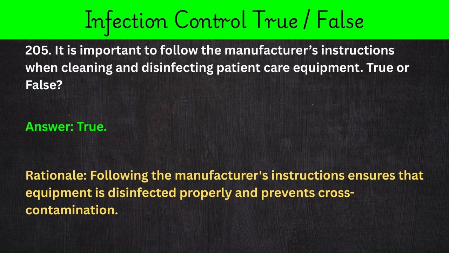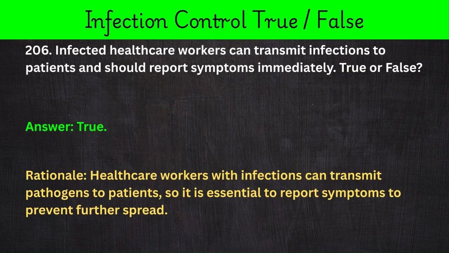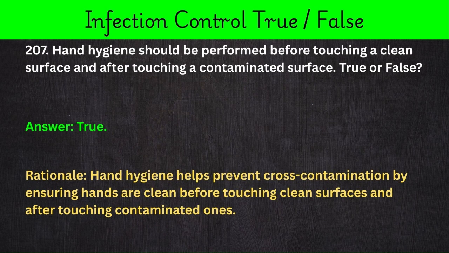205. It is important to follow the manufacturer's instructions when cleaning and disinfecting patient care equipment. True or false? Answer: true. Rationale: following the manufacturer's instructions ensures that equipment is disinfected properly and prevents cross-contamination. 206. Infected healthcare workers can transmit infections to patients and should report symptoms immediately. True or false? Answer: true. Rationale: healthcare workers with infections can transmit pathogens to patients, so it is essential to report symptoms to prevent further spread.